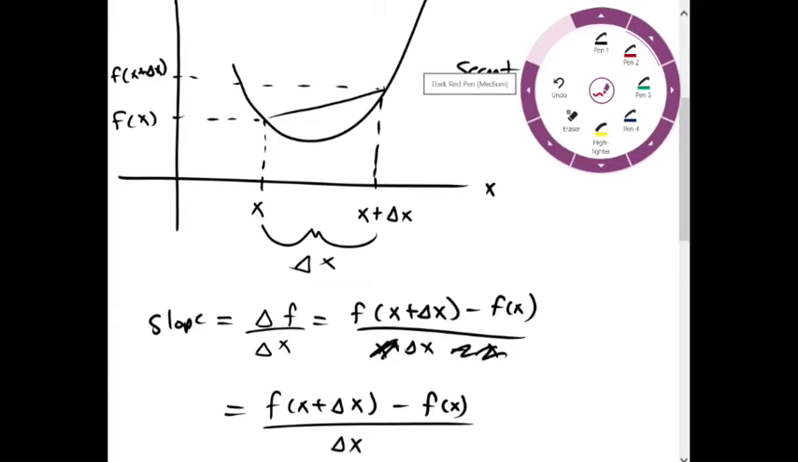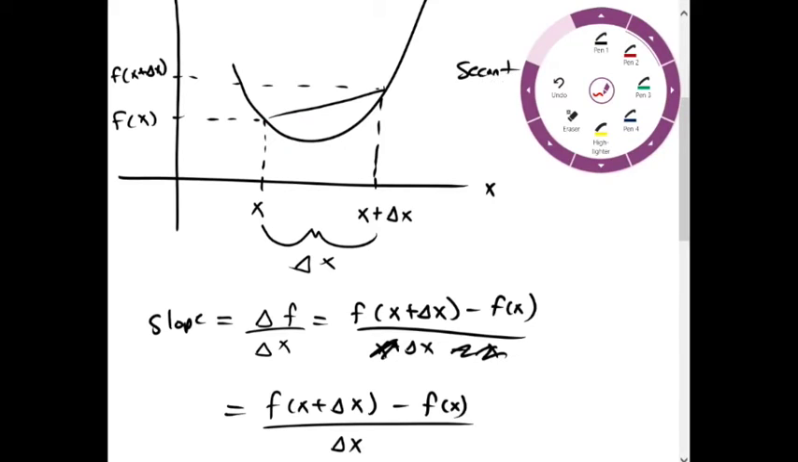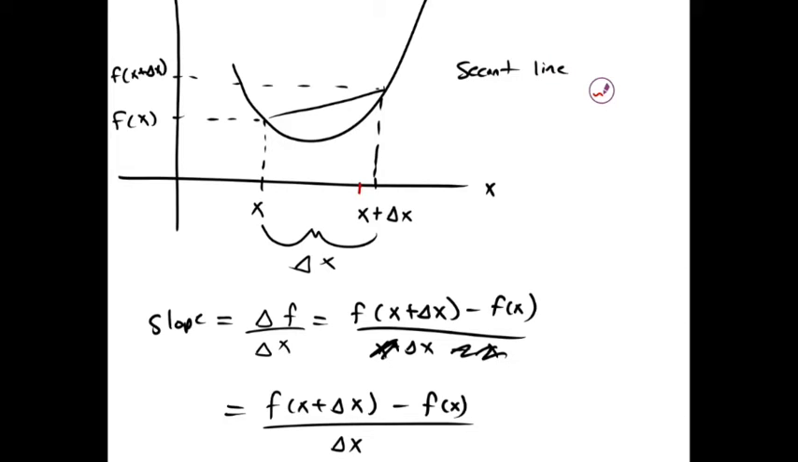If we want to find the slope at x, we can make delta x smaller. Let's say we make delta x this small. Now our secant line looks like that. And let's say we make it this small. Our secant line looks like that. As we get closer and closer, our secant line becomes tangent. Now we have a tangent line.